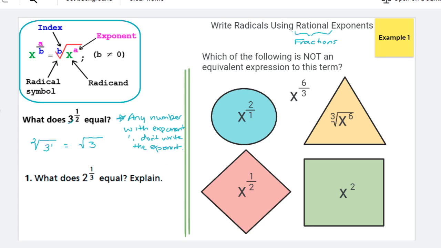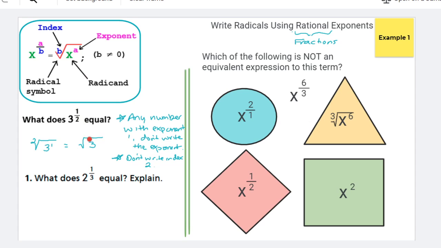Now the other thing is this index. When we're dealing with radicals and we have an index of 2, we don't normally write an index of 2 on there. We just assume that it's a 2. So don't write index 2. So 3 to the 1/2 is simply the square root of 3.